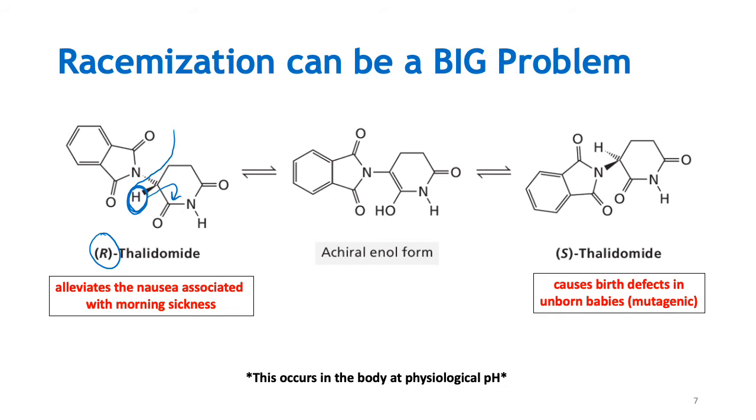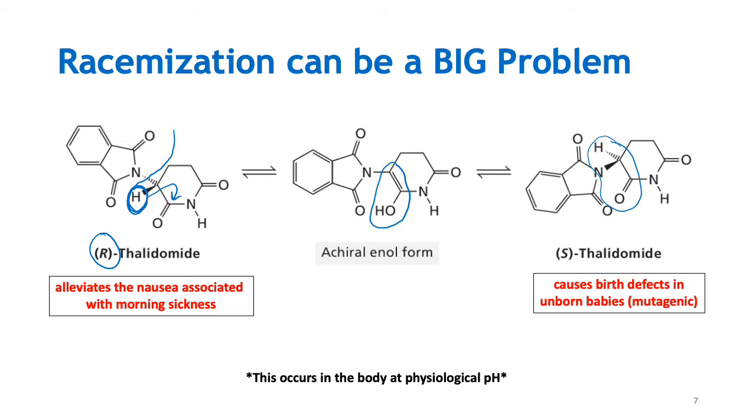Well, whenever you ingest it, in your body it goes through various acid or base environments, and it actually racemizes through an achiral enol form. Here's your enol form right here. Remember the vinyl alcohol? And then it just reforms the ketone that you originally had, except it goes to the S, the S-thalidomide. You racemize the stereocenter. It's going back and forth, back and forth.